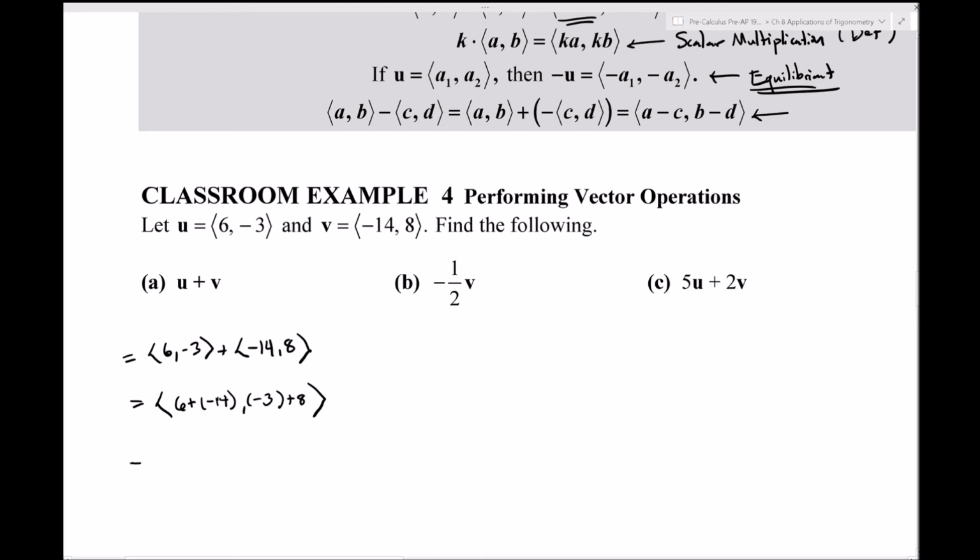Then we just simplify. 6 minus 14, negative 8. Negative 3 plus 8, positive 5, I believe. And that's it. This is u plus v.